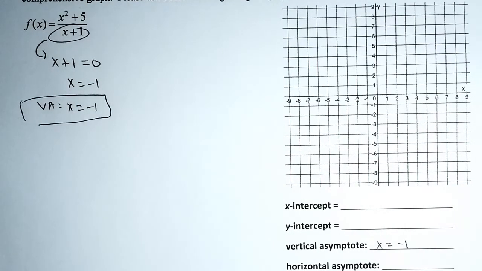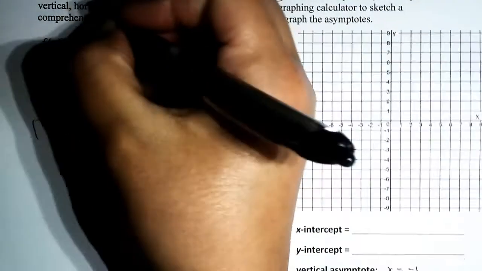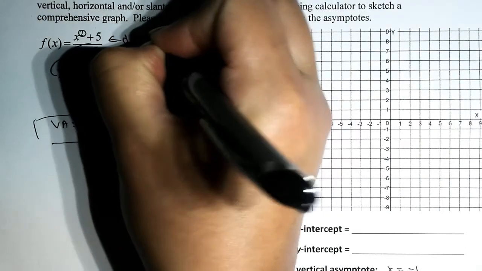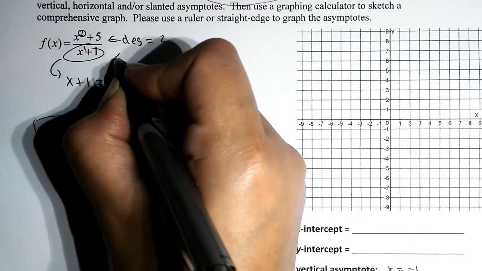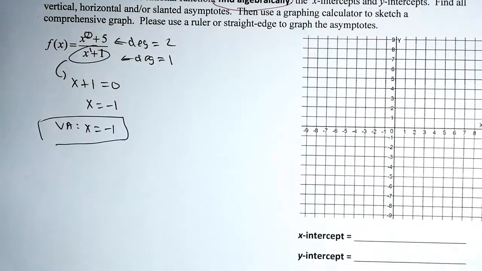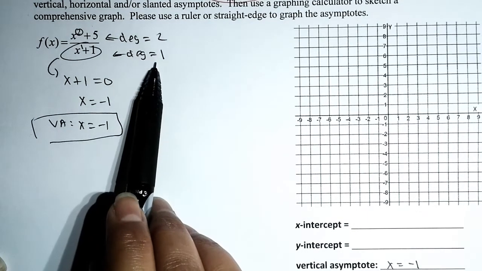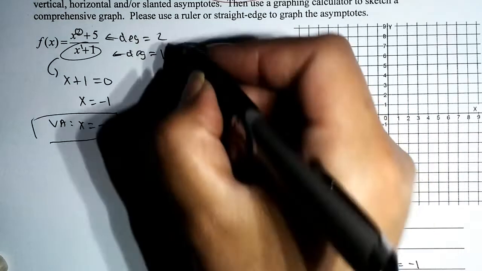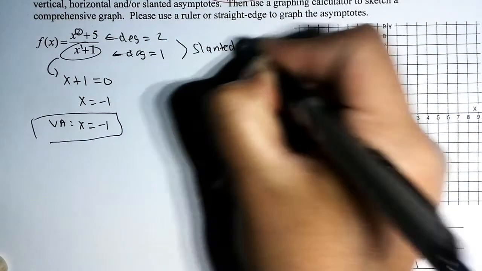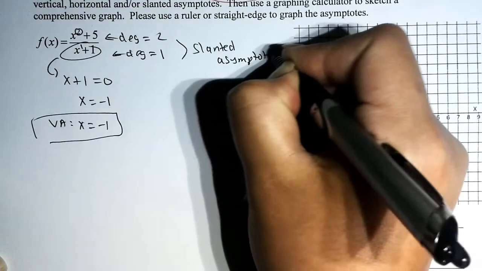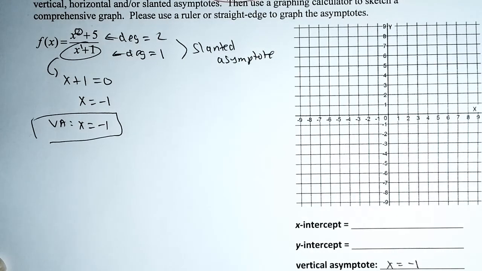What I like to find thereafter is either the horizontal or slanted asymptote. We're not going to have both. To make that call, we look at the degrees of both the numerator and denominator. The degree of the numerator is 2. The degree of the denominator is 1. Now, when could there be a slanted asymptote? If the degree of the numerator is 1 more than the degree of the denominator, then there may be a slanted asymptote.